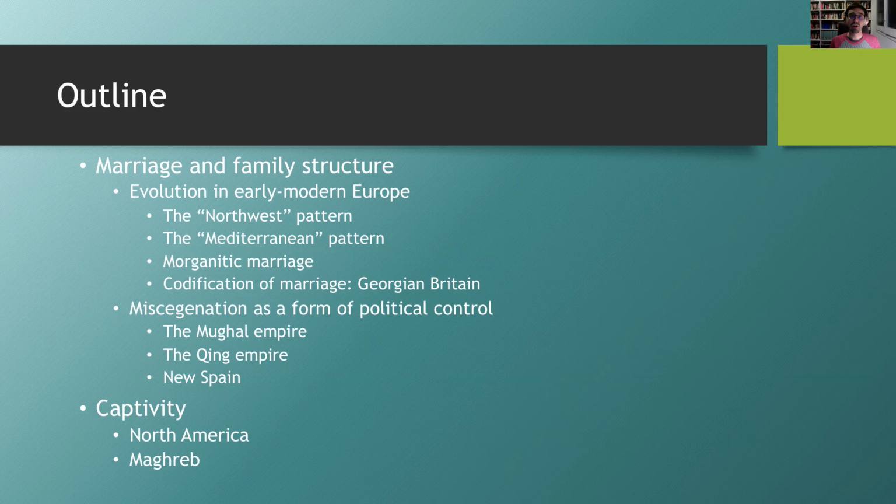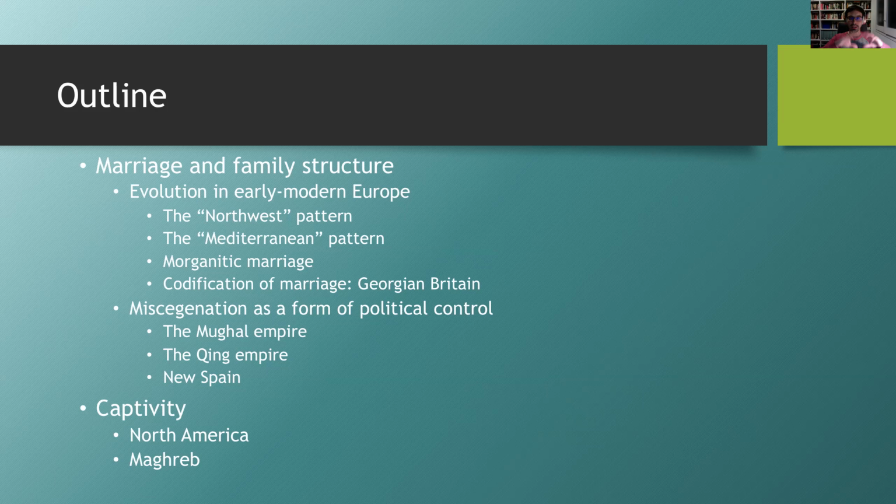Now, codification of marriage patterns has been a staple of political management of a particular territory or particular population. And we will see how the intermarriage of different collectives, different groups or different ethnicities has been used as a form of political control in various empires. We're going to look at three empires as examples: the Mughal Empire, the Qing Empire, and Spanish America with a particular focus on New Spain.